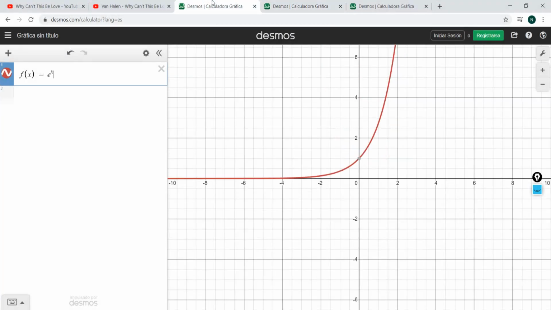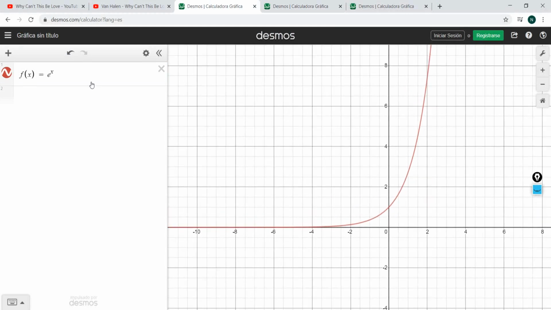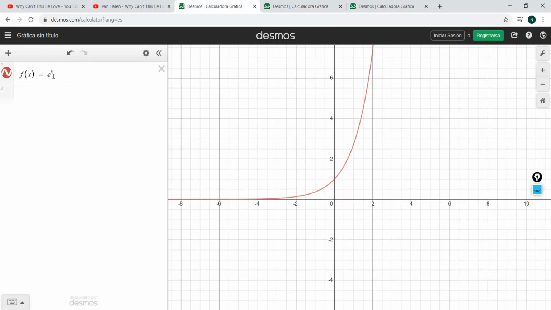Let's get rid of this. Let's go over here. Okay, so we have this function already prepared. f of x equals e to the x, my good old exponential function. And let's see what happens when we attempt a new experiment.